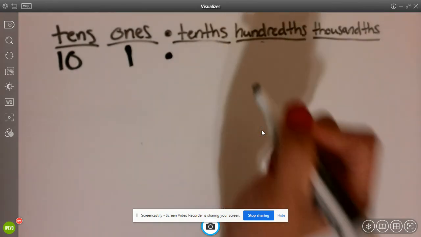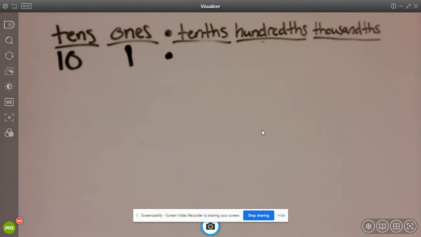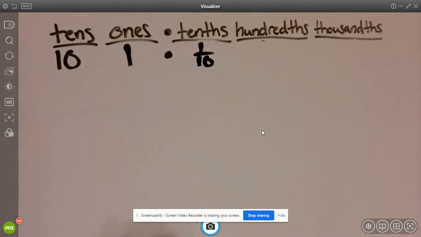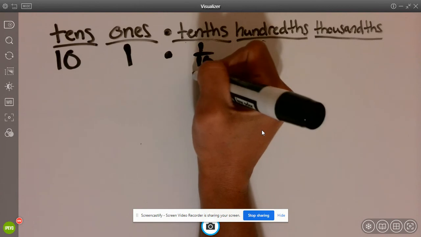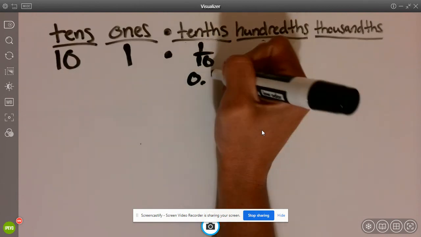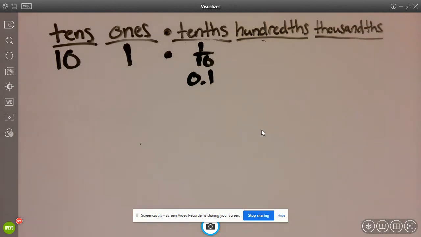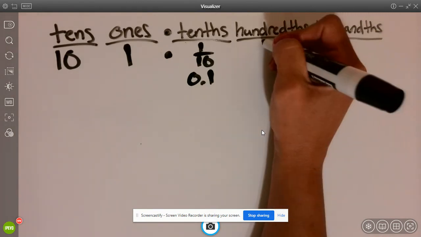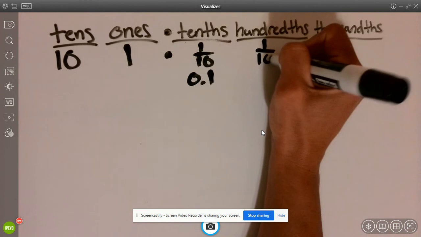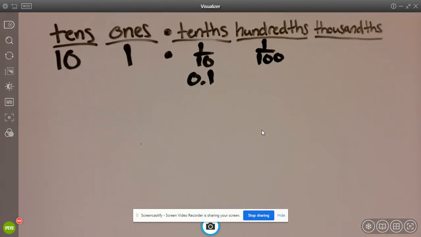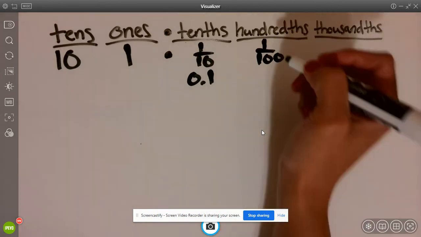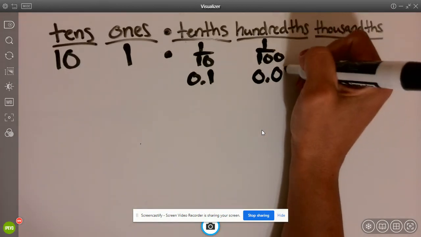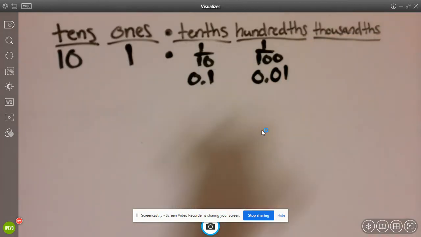Here's my decimal. Tenths, how do I write 1/10 as a fraction? 1/10. How do I write 1/10 as a decimal? 0 and 1/10. How do I write 100 as a fraction? 1/100. How do I write it as a decimal? 0 and the decimal, 0, 1. The 1 is in the hundredths place.